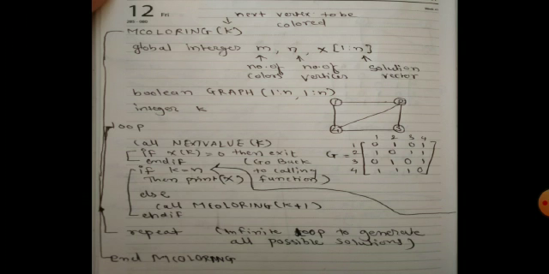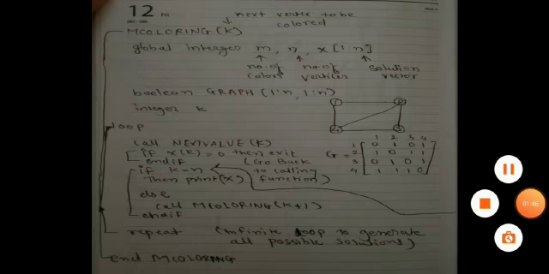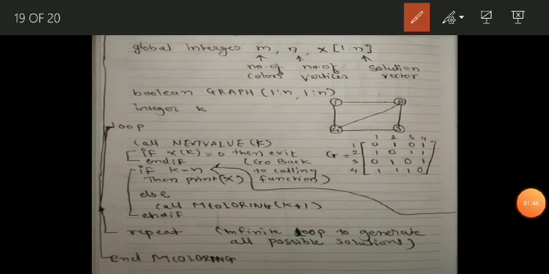We are going to start with the iteration. So the statement shown over here is repeat. This loop repeat indicates an infinite loop. Why are we using an infinite loop? Because we want to generate all the possible solutions for the given problem.